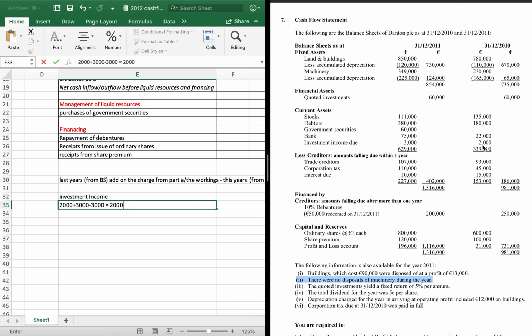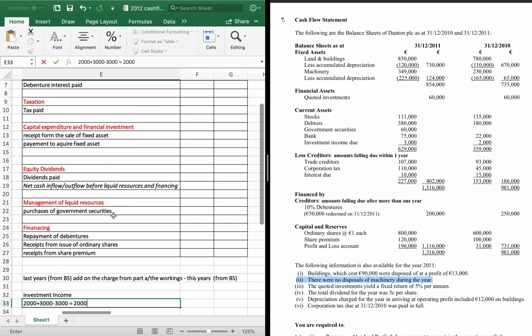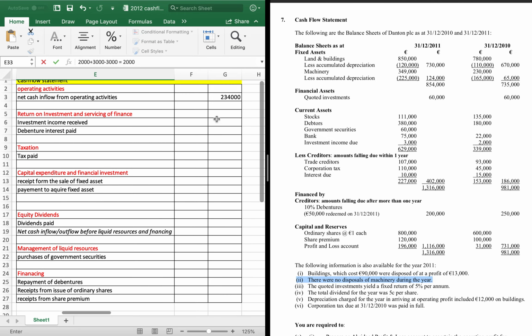So we were owed 2,000. We were supposed to get another 3,000, and then at the end of the year, we're still owed 3,000, which means we must have been paid €2,000. So even though we were supposed to receive 3, we actually received 2. Now, these are all positives. Anytime we're receiving cash, we put it in as a positive. Anytime we're paying cash, we put it in as a negative.